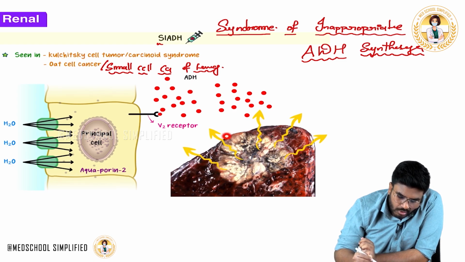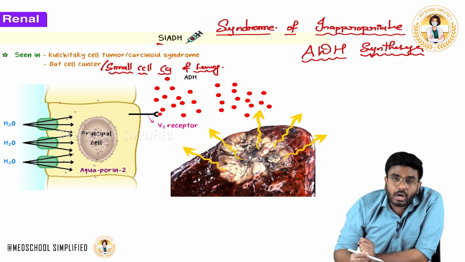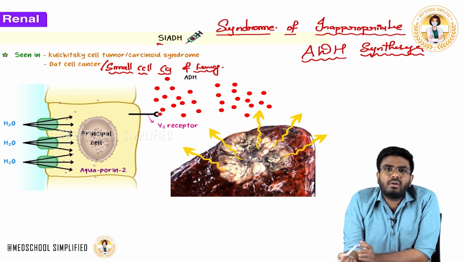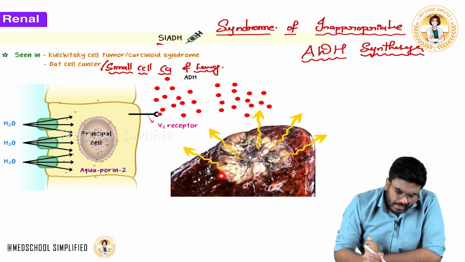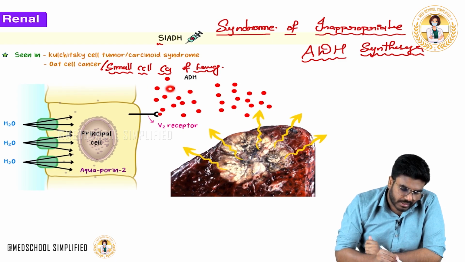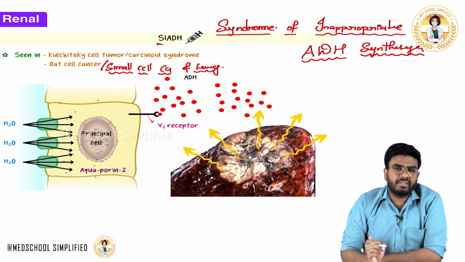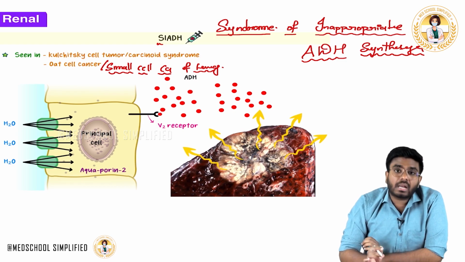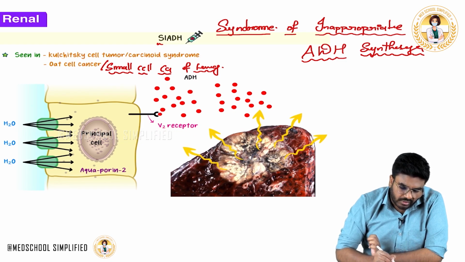Now the cells got crazy. These cells are not going to play according to the rules. They will produce whatever hormone they want. Now these cancerous cells will start to produce the antidiuretic hormone. What is this antidiuretic hormone going to do? It will powerfully and continuously stimulate the V2 receptors. All the time, 24/7, the cancer is producing the antidiuretic hormone, which stimulates the V2 receptors.